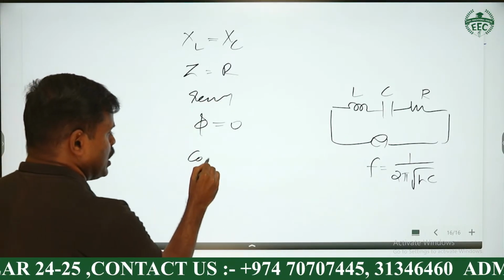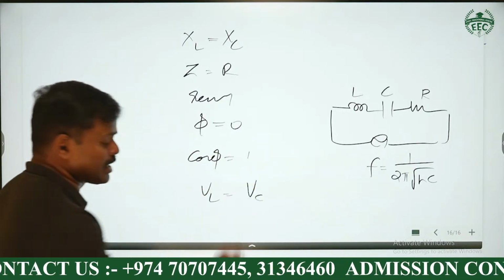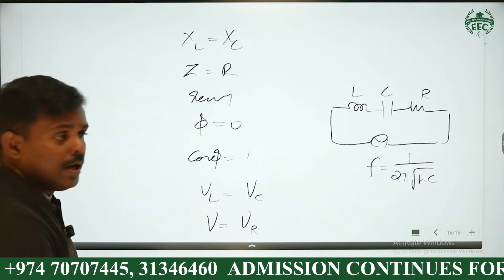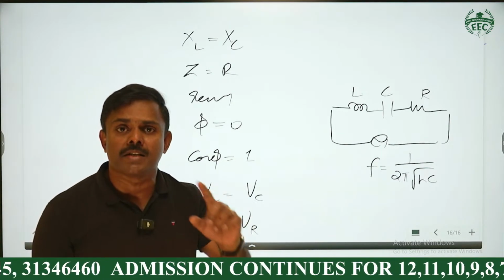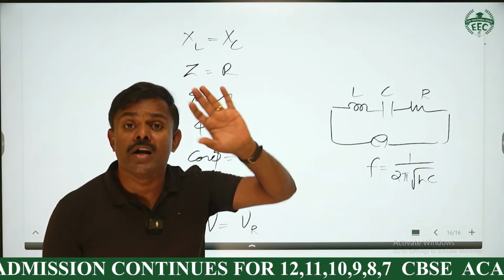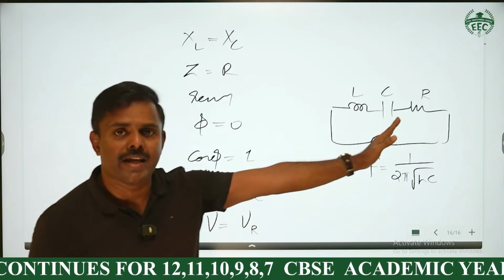In that case, cos phi will be 1. Voltage across the inductor will be equal to voltage across the capacitor. Applied voltage will be equal to voltage across the resistor. All these conditions are important. Power factor is 1. Cos phi is 1 for an LCR circuit only at resonance. Okay, power factor is 1 only at resonance.